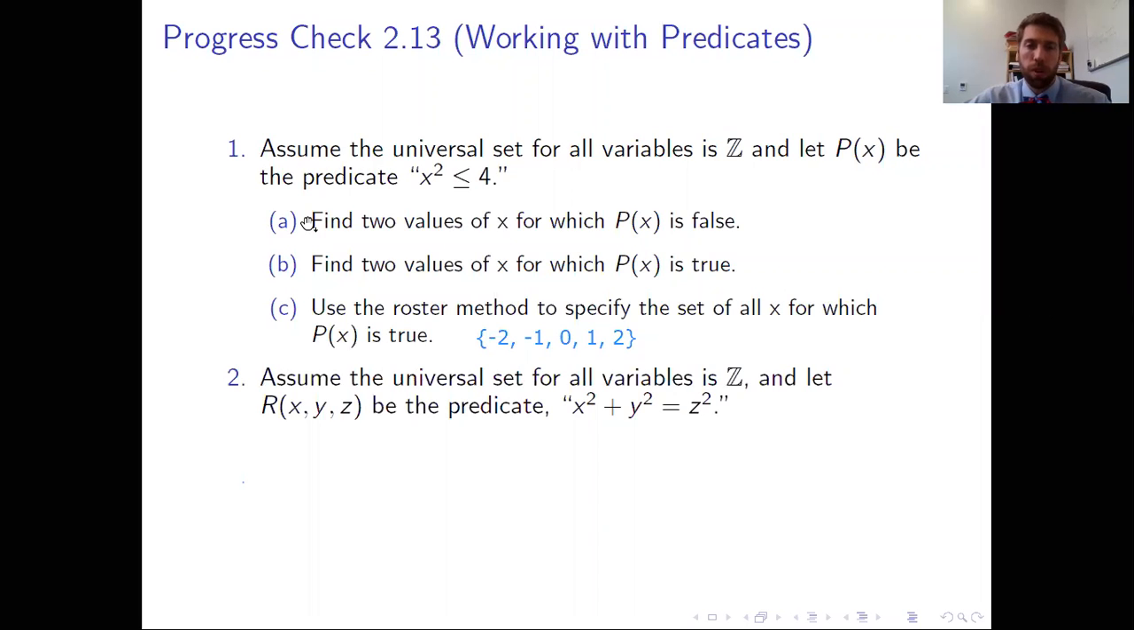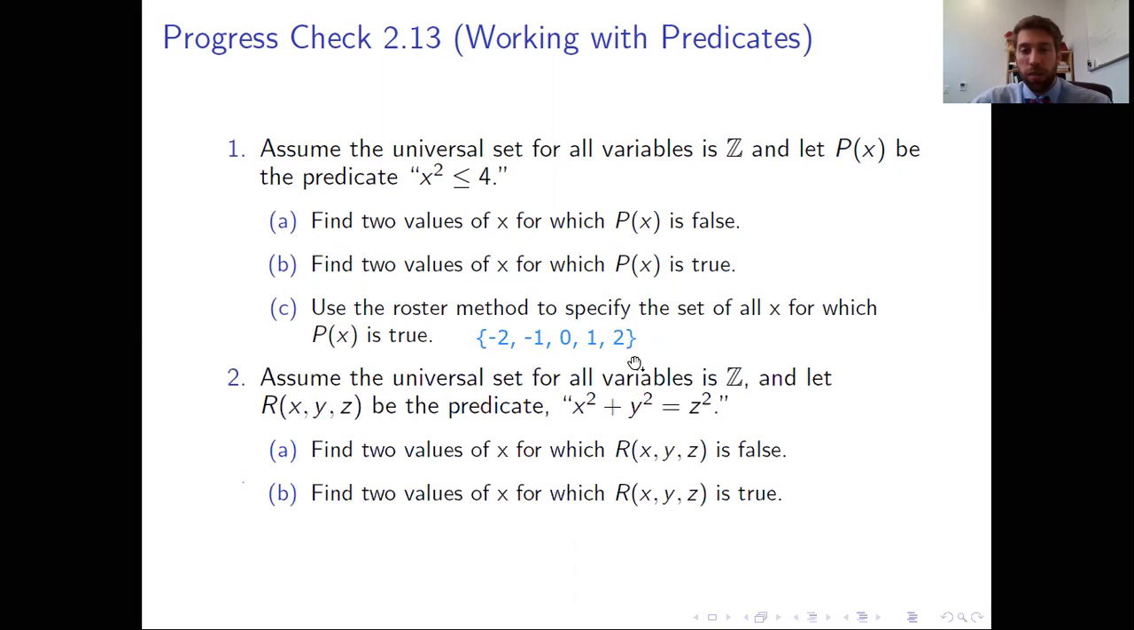Assume the universal set for all variables is Z and let R of x, y, z be the predicate x squared plus y squared equals z squared. Find two values of x, oh, I should have said x, y, and z, for which it's false. Well, 0, 0, 1, that's false. 0, 0, 2, that's false. You can go on forever like that. Now find x, y, and z for which it's true.